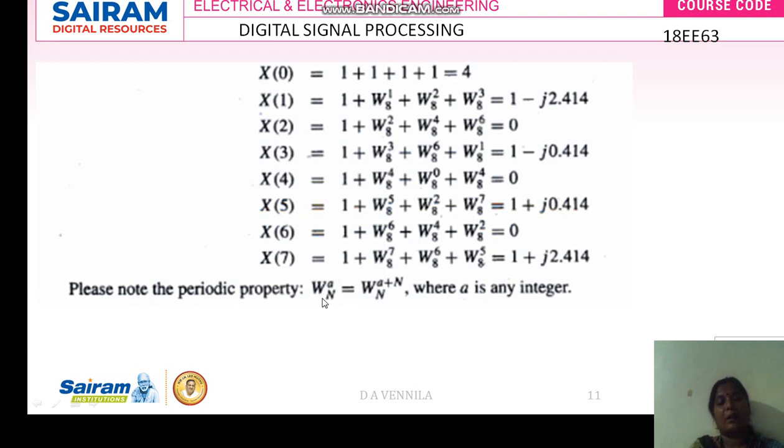So here we have already discussed the periodicity. Omega N to the power a is equal to omega N to the power a plus N, where a is any integer. Okay, thank you students. Next we are going to discuss the next problem using DFT. What is the other name for DFT and IDFT? Stockham's method, that we are going to discuss. Okay, thank you students.